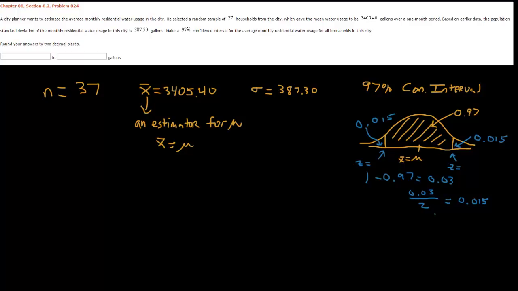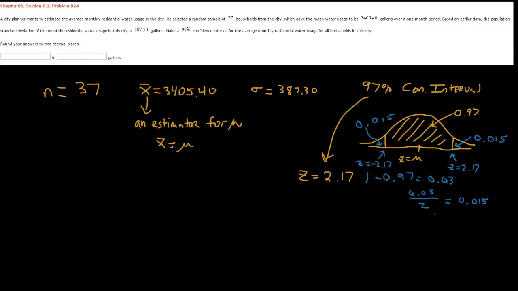You'll see for the left-hand z-value, you get, let me see if I can squeeze it in here, negative 2.17, and for the right hand you get positive 2.17. So the z-value we are looking for is z equals 2.17.